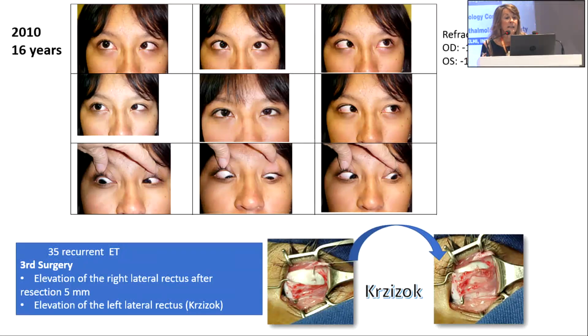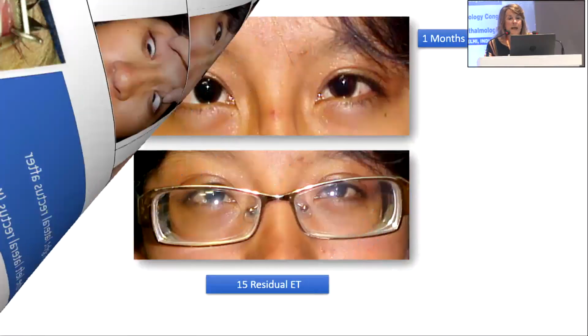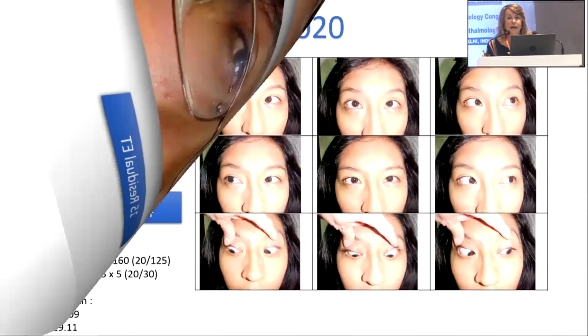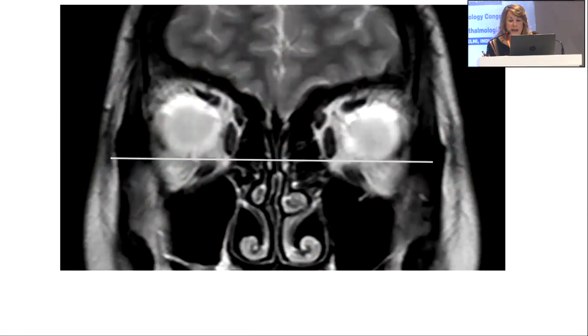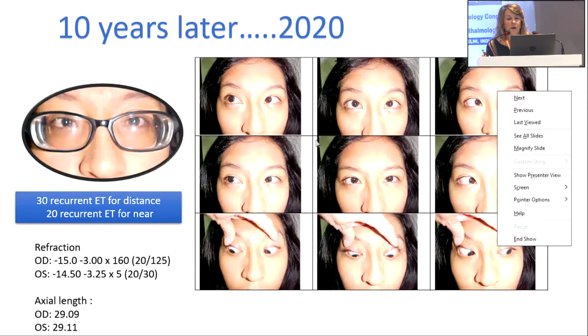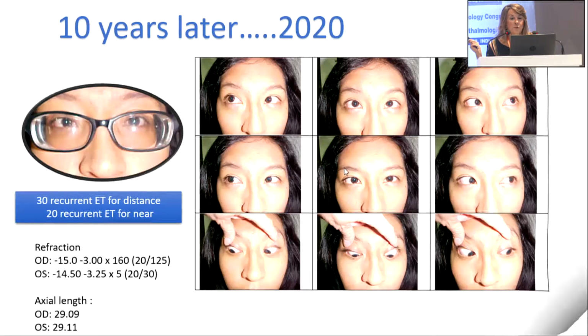So what I did is I elevated the right lateral rectus after resecting 5 millimeters, and I also elevated the previously resected lateral rectus. So she had 3 surgeries. And now she had a residual esotropia of 15 diopters, but she was happy with that, so I was happy also. But she comes back 10 years later, 20 years now, with a recurrent esotropia for distance and 20 prism diopters for near, with an axial length of almost 30 millimeters.